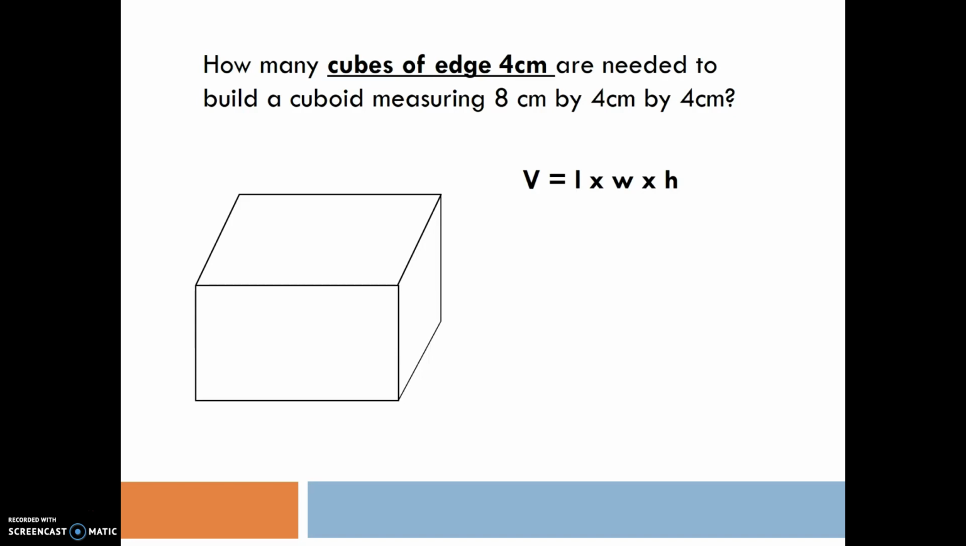Let's take a look at number 3. How many cubes of edge 4 centimeters are needed to build a cuboid measuring 8 centimeters by 4 by 4? Okay, this time we want 8 centimeters across the length, we want 4 centimeters across the width, and we want 4 centimeters high. Okay, well, if our cubes are edge 4, then we're going to have 2 put right next to each other down here, right? And then we'll just have 1 deep and then 1 high. So it would look something like this. So we would have 2 cubes right next to each other, and it would only be 1 cube deep and 1 cube high. So we'd have 2 times 1 times 1, and our volume would equal 2 cubes.